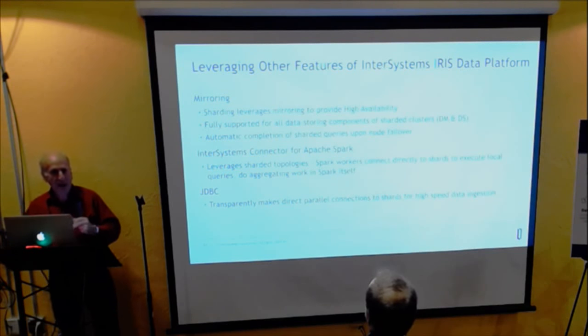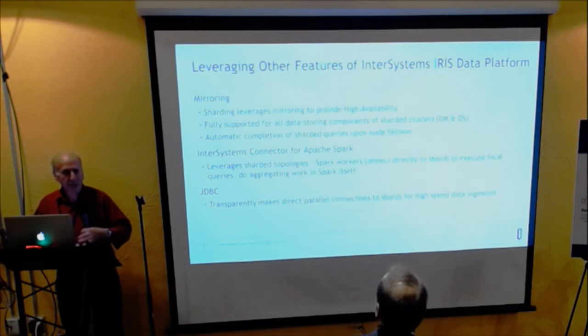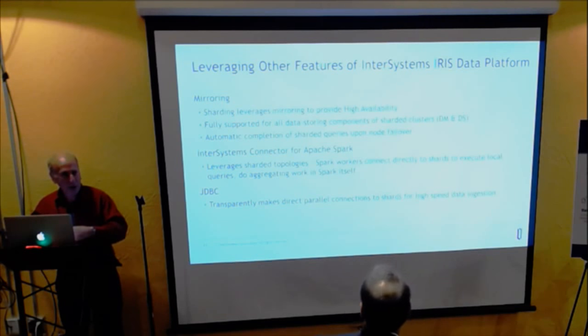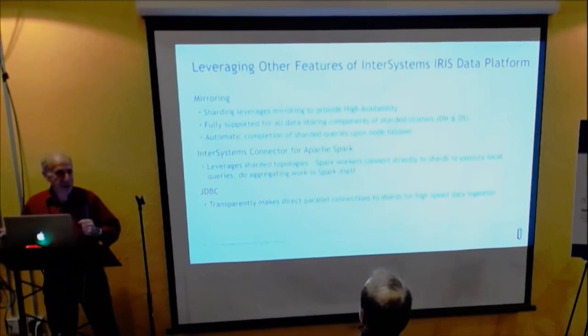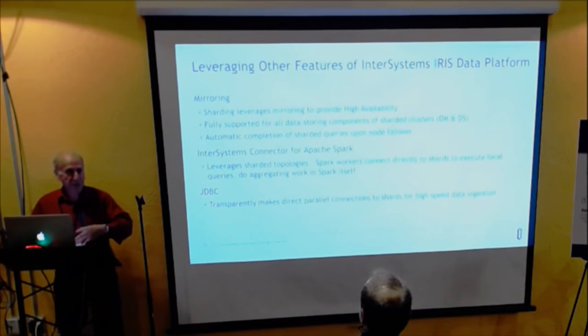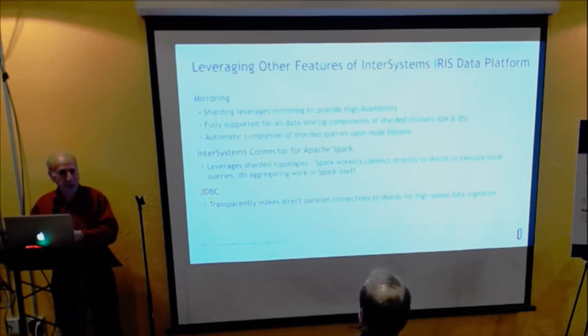So you have the option when you configure a sharded cluster that any of the data storing components, the shard master data server or the shard data servers, can be mirrored, and that means that if a machine fails, it will automatically fail over, having totally up-to-date data on the backup failover member.